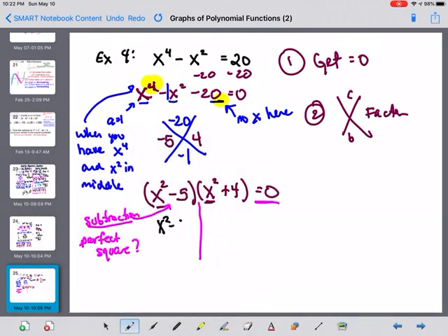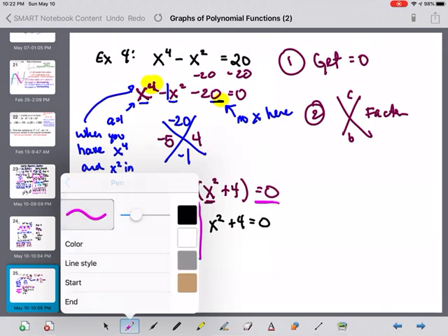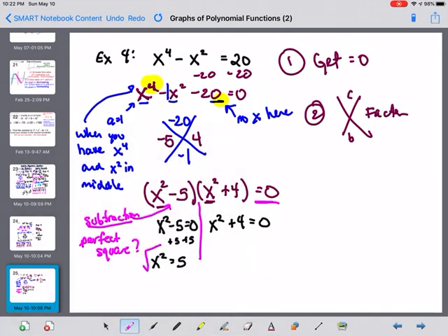So we would write x squared minus 5 equals 0 and x squared plus 4 equals 0. Then we would add 5 to both sides and we would get x squared equals 5. To cancel out squared, remember that we take the square root on both sides, just like in completing the square. And we put a plus or minus in front. So here we would have x equals plus and minus the square root of 5.